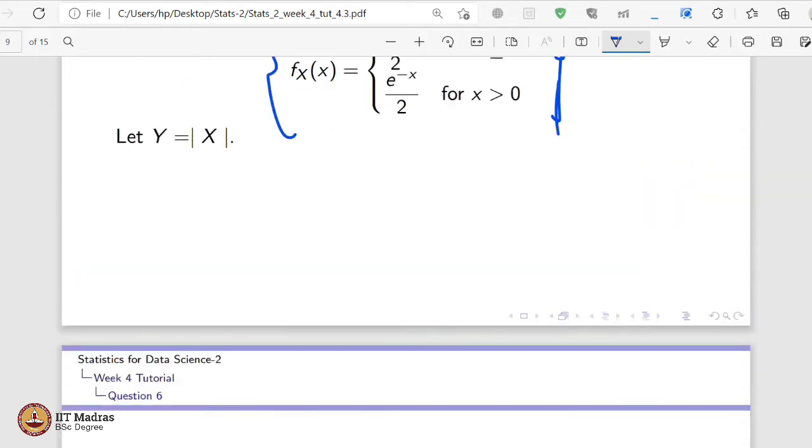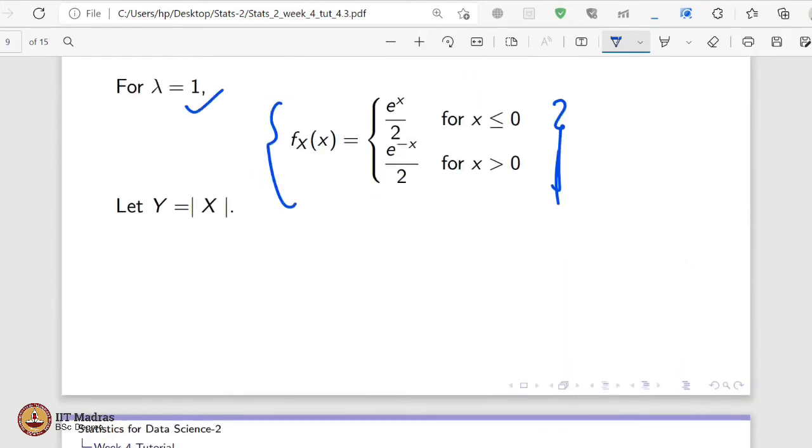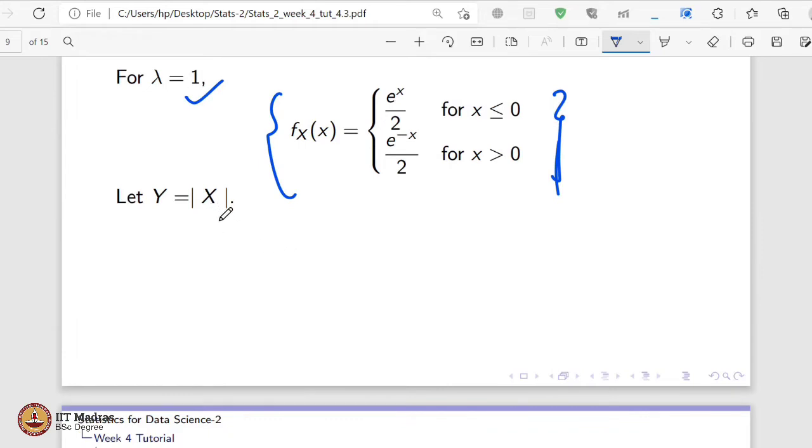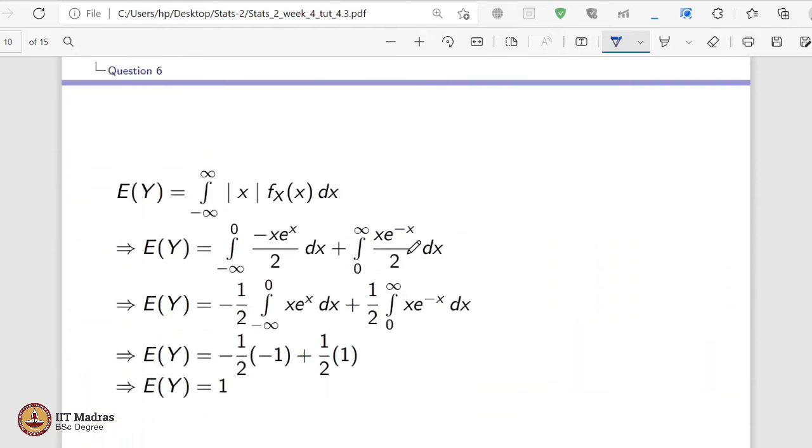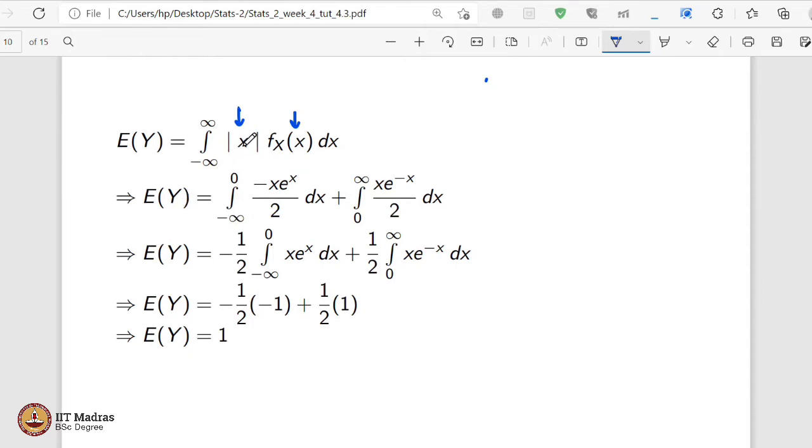If we have to calculate for y equal to mod x, then for x greater than 0 we can directly write it as x, and for x less than 0 we can write it as minus x. So how do we generally calculate the expectation? Expectation is calculated as the integration from minus infinity to infinity of this function times the PDF. For x less than 0, we write mod x as minus x, and then the PDF of x.